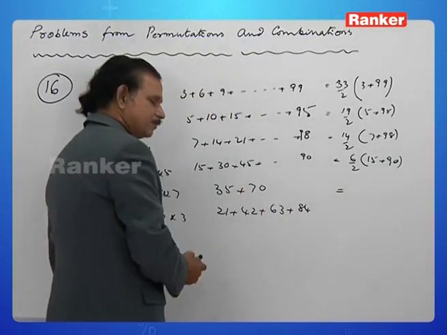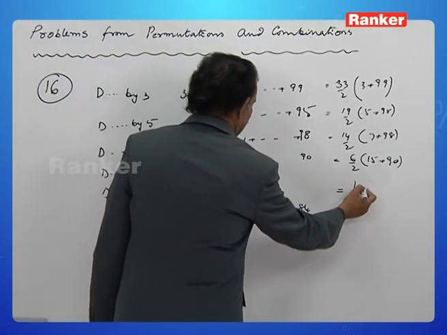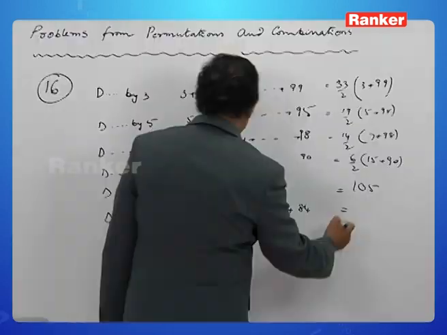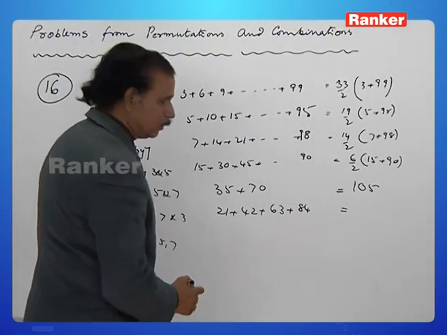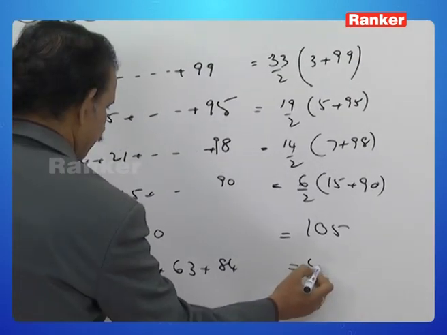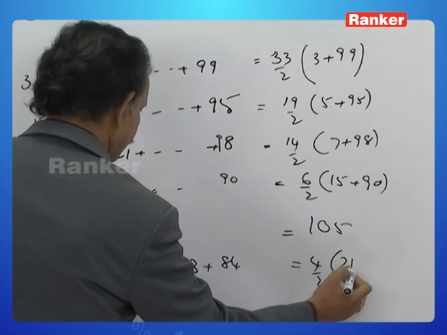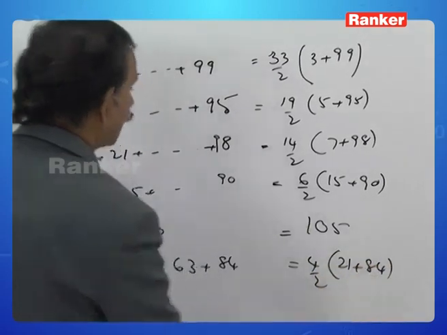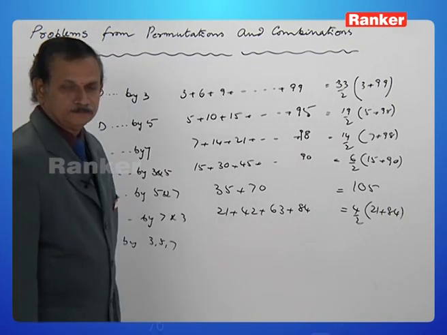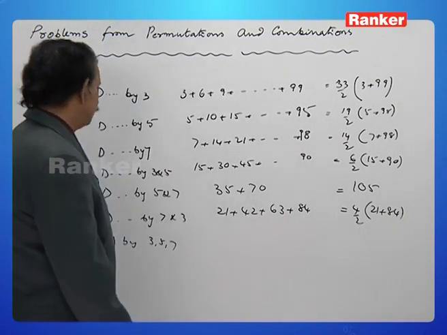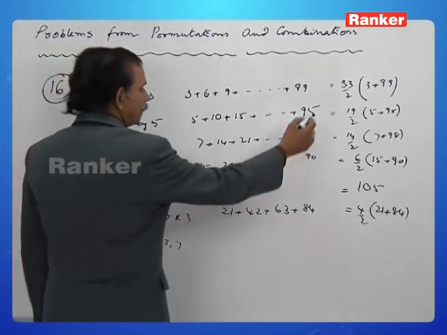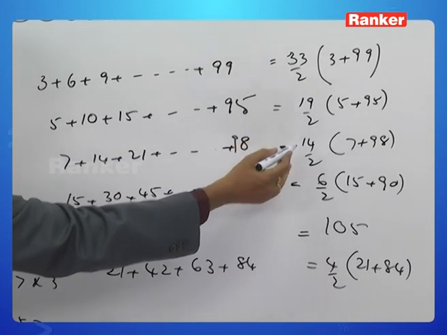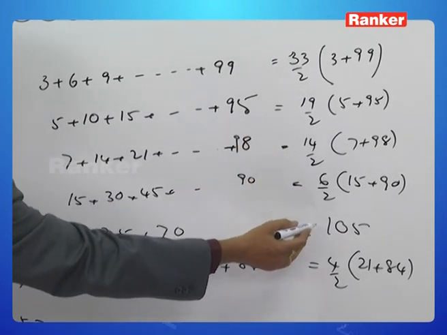Here, only 2 terms are there. The total comes to be 105. Here, 4 terms are here. What is the sum of these 4 terms? 4 by 2 into 21 plus 84. Now, what is to be done? The required sum is this plus this plus this minus this minus this.